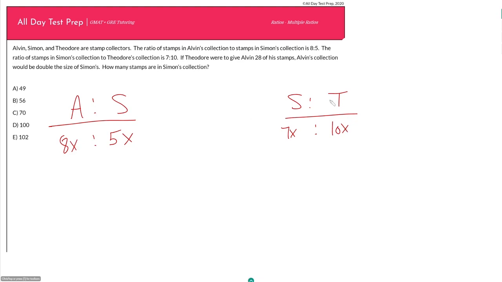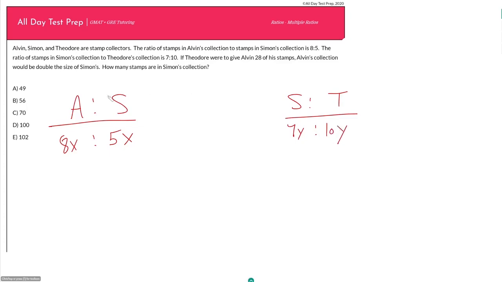Alvin and Theodore are not related in any way whatsoever. Theodore is only related to Simon. So you cannot give two different ratios the same multiplier. You have to say if this one here is 8x to 5x, this one here is going to be 7y to 10y or some other variable.